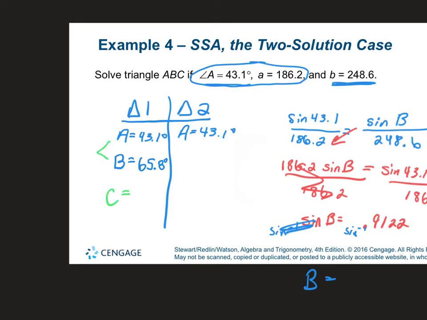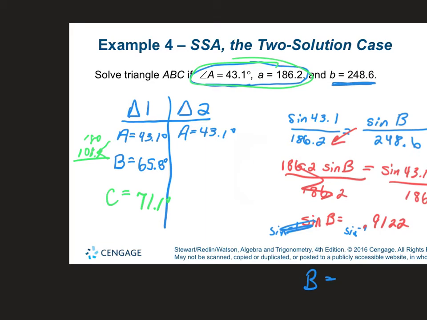All right, so if I were to finish this triangle and I were to find angle C, we would add 43.1 plus 65.8 equals 108.9, and I subtract that from 180, so 180 minus 108.9, and I find out that angle C in the first triangle is 71 degrees. All right, now if I would try to find side C, I would use this information, and I would set up sine of 71.1 over C.